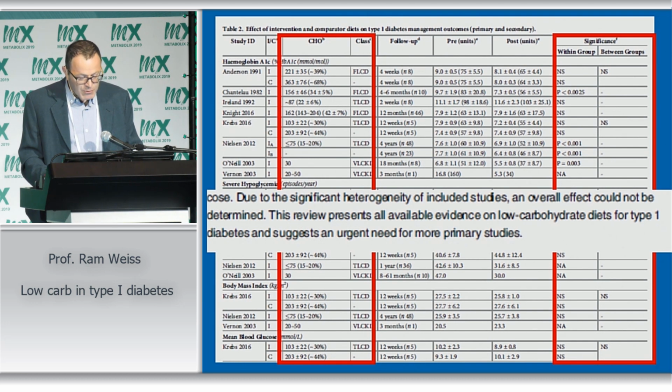And there's significant heterogeneity of the included studies. The overall effect could not be determined. The review presents all available evidence on low-carbohydrate diets for type 1 and suggests an urgent need for more primary studies.